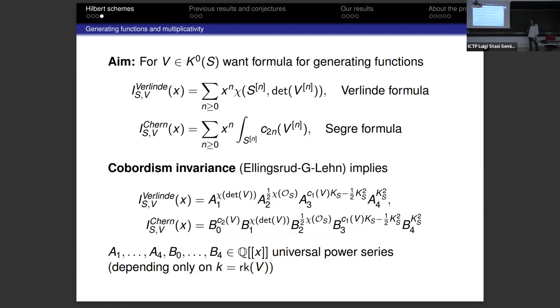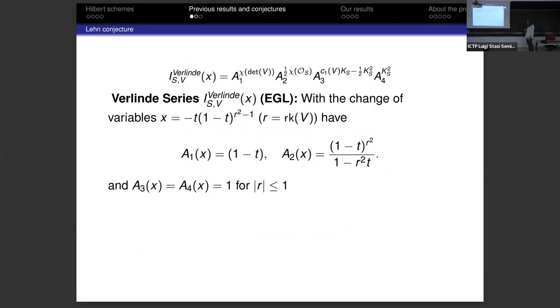Okay, so I'm allowed to move on. We just move on. So I repeat this here for the Verlinde series. In the Verlinde series, we knew for K3 surfaces this invariant that looked like this. Then in this paper where we proved the cobordism invariants, we also showed that with this change of variables, this x, which counts which Hilbert scheme we are on, the coefficient of x to the n is what happens on the n-th Hilbert scheme. If we make a change of variables and call this minus t times 1 minus t to the r minus 1, where r is the rank of B, then we can at least determine two of these power series, namely a1 is just 1 minus t, and a2 is 1 minus t to the r squared divided by 1 minus r squared t. So very simple power series.